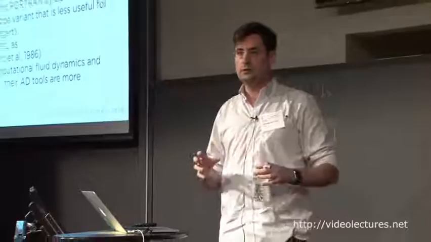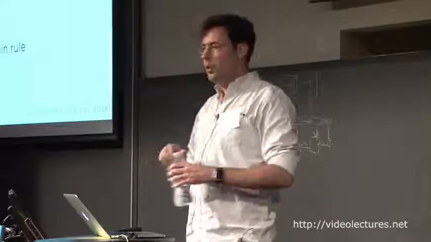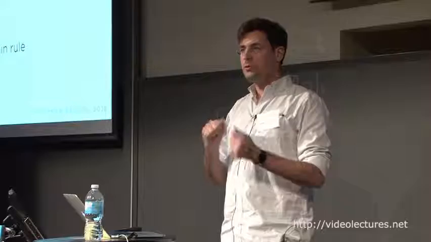There are two main modes of automatic differentiation, two ways of calculating derivatives, or two extreme variants. The first is called forward mode, which you'll almost never see in machine learning because it's a really bad idea, and I'll explain why. And then reverse mode, which is synonymous with backpropagation. These are really just different orders of applying the chain rule.